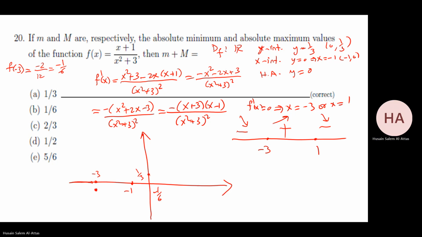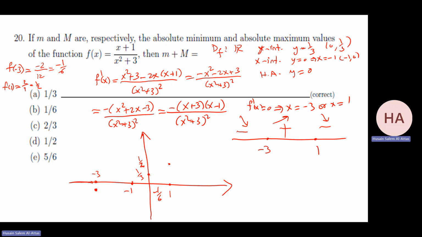Okay. And f at 1, let me do f at 1 right away. That will be 2 over 4, which is half. So at 1, I have half. Half is here somewhere, which is more than 1 over 3 for sure. Okay, now let me sketch the curve.